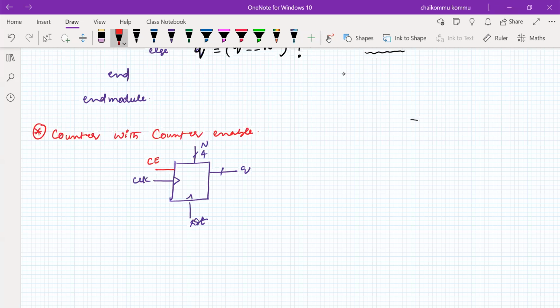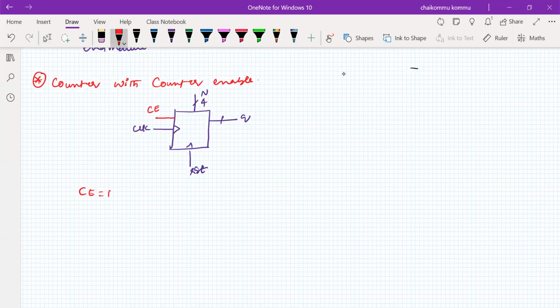Okay, it's usual practice actually. So what does it mean? If the CE is equal to 0, for example, no operation has to be performed. No operation. If the CE is equal to 1, for example, the normal operation has to be performed. That means depending upon the clock and depending upon the RST signal, the operations have to happen. So how do we incorporate this in our program?